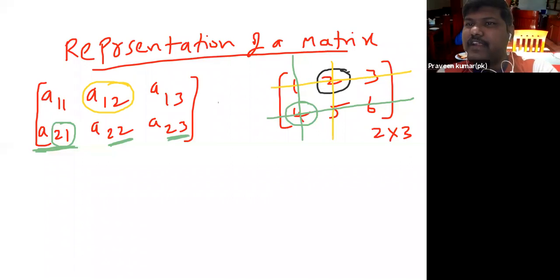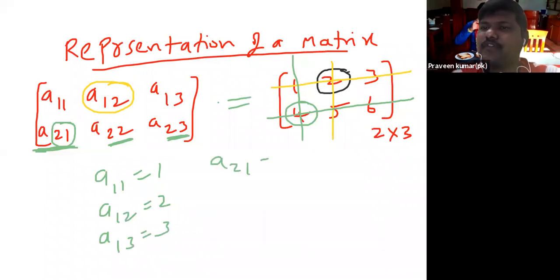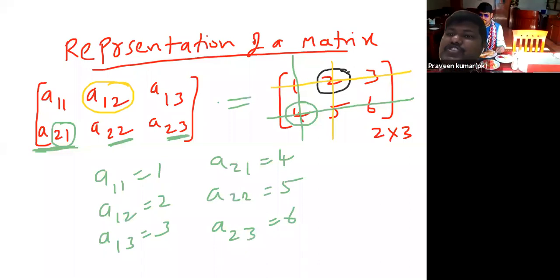So if you equate these, what can I write? A11 is 1, A12 is 2, A13 is 3, correct? A21 is 4, A22 is 5, A23 is 6. Second row, first column, 4. Second row, second column element, what is there? 5. Second row, third element, what is there? 6, like that. First try this one. I'll give many examples. Don't write this one, everyone.